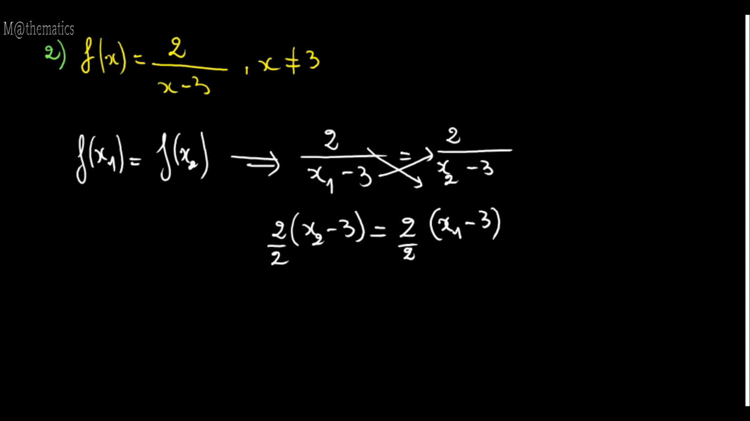So we get x2 minus 3 is equal to x1 minus 3. We can bring the 3 over to the other side. We have x1 is equal to x2. So we have proven that it is an injective function or one-to-one function.